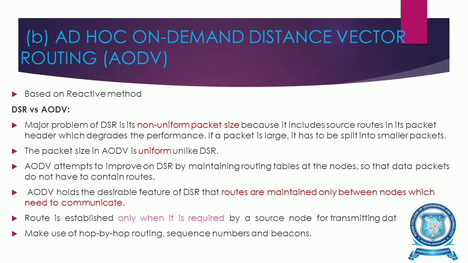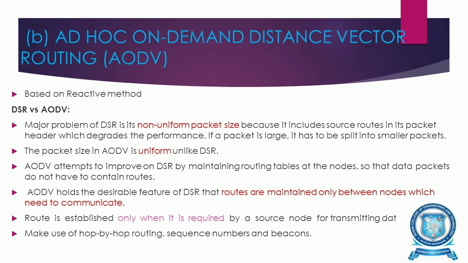Let's see about ad hoc on-demand distance vector routing, that is AODV. It is purely based on the reactive method. Let's compare dynamic source routing, DSR, versus AODV. The major problem of DSR is its non-uniform packet size, which is rectified in AODV because AODV has a uniform packet size. DSR has a non-uniform packet size because the source stores routes in its packet header, which degrades performance. If the packet is too large, it has to be split into smaller packets. So the packet size of AODV is uniform, unlike DSR.